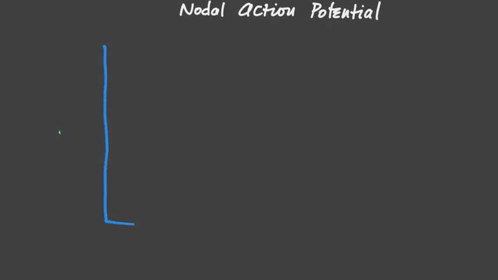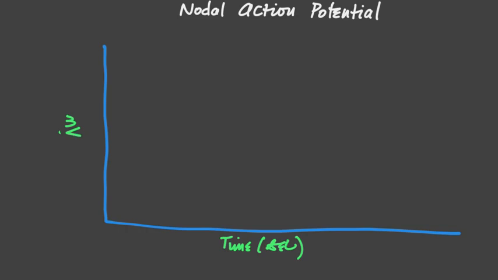In order to understand the electrical impulses that are generated at the SA node, we need to understand how action potentials are generated at the SA node. So we call this a nodal action potential. Here's the graph. On the x-axis we have time in seconds, and on the y-axis we have membrane voltage in millivolts. Let's make a few important points: minus 60 millivolts, minus 40 millivolts, 0 millivolts, and plus 30 millivolts.